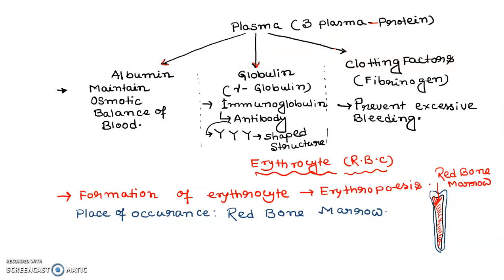Albumin actually maintains the osmotic balance of the blood. Globulin is gamma globulin, immunoglobulin or antibody. Another is the clotting factor, fibrinogen, which prevents excessive bleeding.